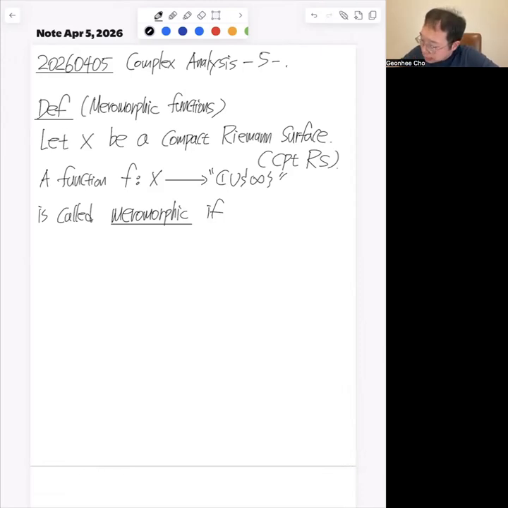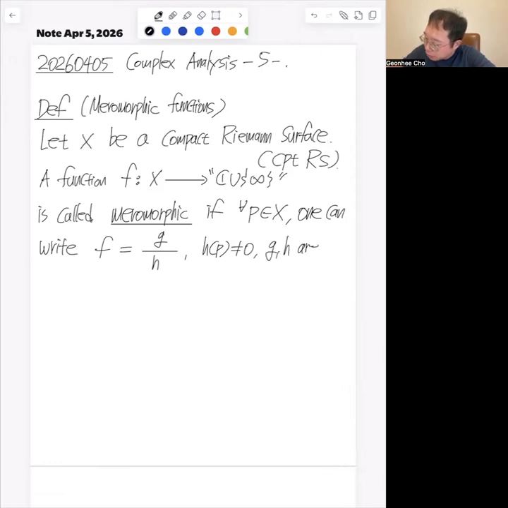So this is the case: for any point p that we choose, we are able to write the given function in a small neighborhood as g over h, where h evaluated at p should be non-zero, and g and h are holomorphic. So this can be taken as a definition of meromorphic functions.